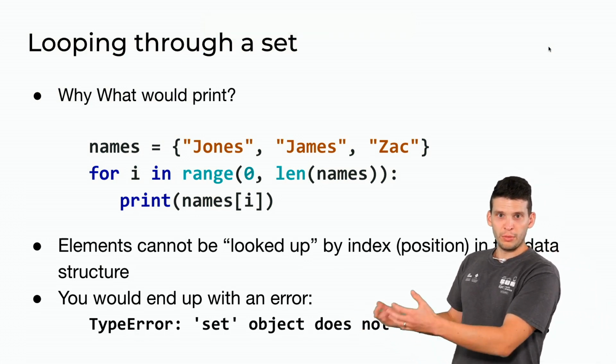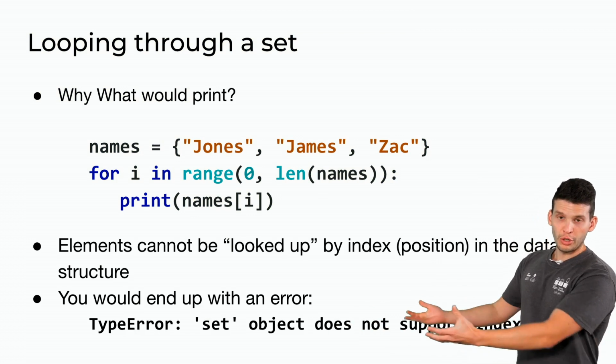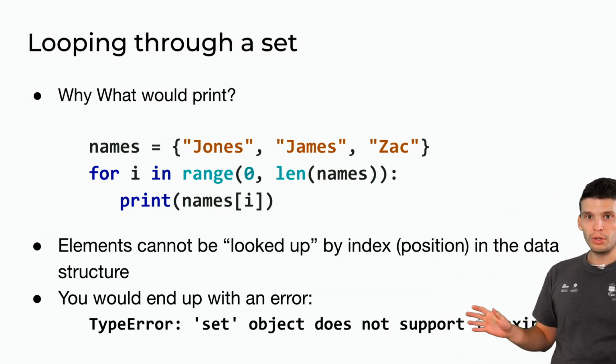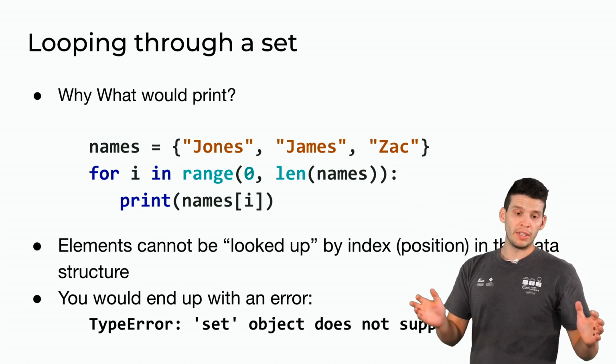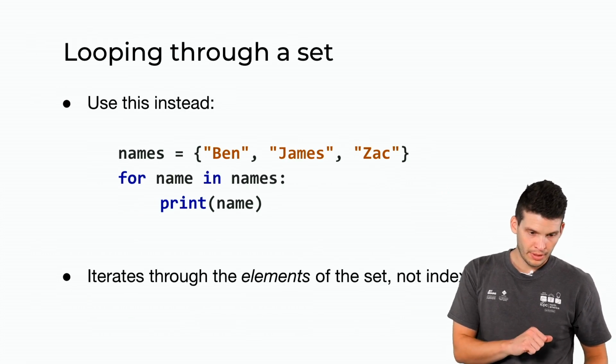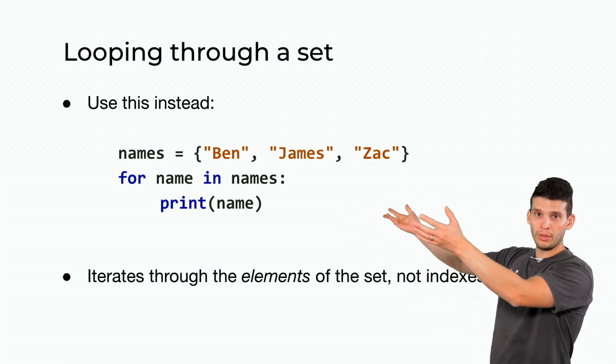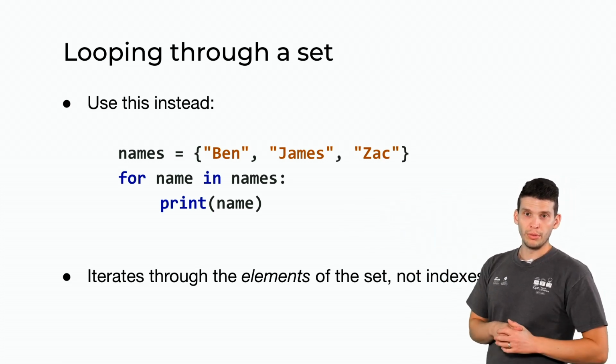So yeah, it doesn't support indexing, like it says or shows on the error on the slide. So don't rely on indexing and don't rely on elements being saved in order in a set. Instead, like I showed, you can do something like this to loop through names.